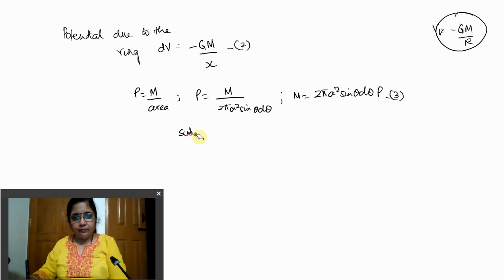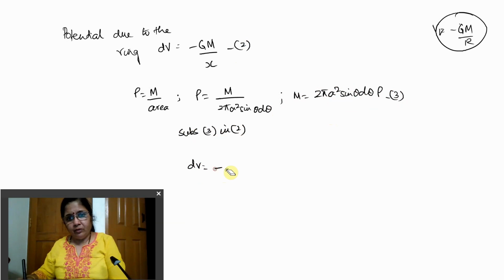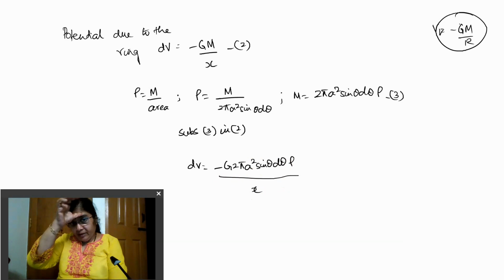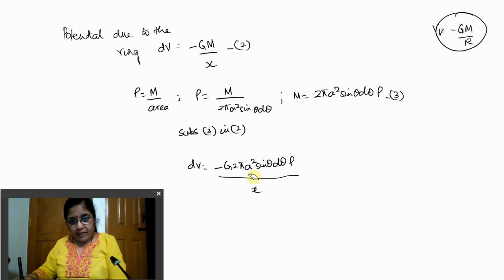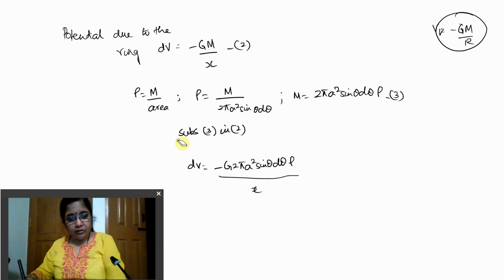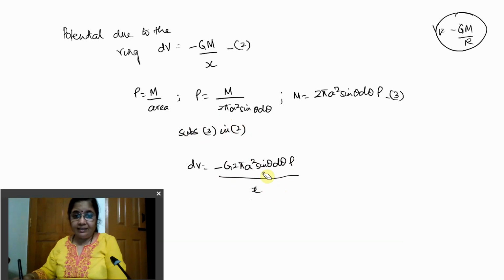So substitute 3 into 2. What do I have? I have dV is equal to minus G 2 pi a square sine theta d theta rho divided by x. So this is my dV. Now I have an expression with a here and x here, so let me try to reduce the number of unknowns. Let me try to express x in terms of a.